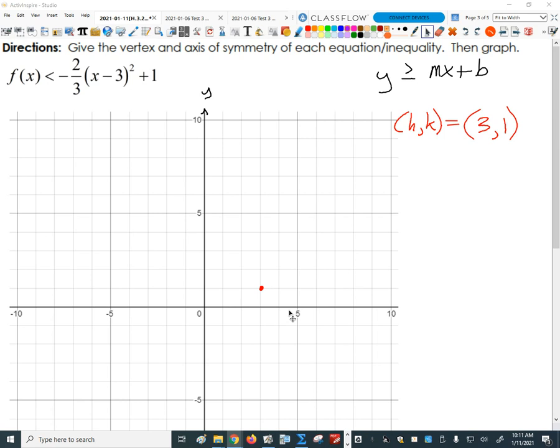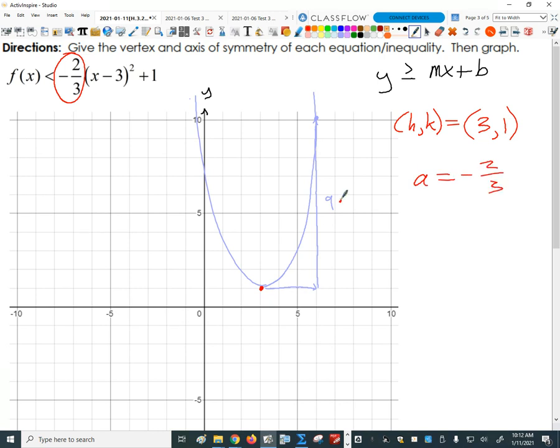Well, here's our vertex. We said that normally if I went over to the right by 3 from my vertex, I would normally go up 9. So 3, 6, 9. Right? So there's a distance of 9, and I normally would have a point right there. And so my parent graph would just look kind of like that, right? But we're multiplying by our vertical dilation factor of negative 2/3, right? A is negative 2/3.